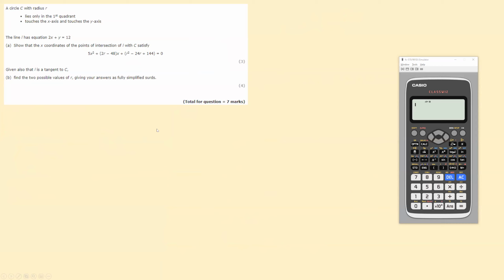Next question comes from a much more recent paper, actually. This is from the new specification paper, and it's significantly harder than the previous one. There's a lot more thinking about it before you can get into this question. And I think this 3 marks is a little bit unfair. But I'm just going to start by drawing a couple of axes here. So let's have a quick read of this.